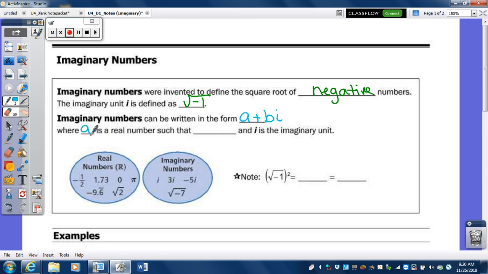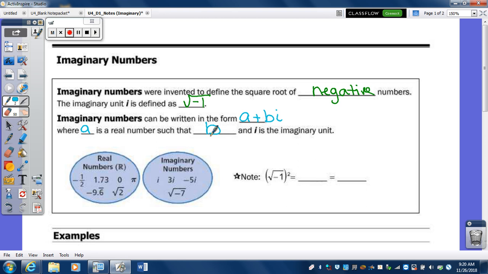where a is a real number, so it could be like 3, 5, negative 10, it could be a fraction, it could be a decimal. a is just a real number like what you're used to working with, and b and i are the imaginary unit. Again, i is the square root of negative 1, b is just some number. So you could have like 6i, or you could have negative 7i. So that negative 7 or that 6 would represent your b.